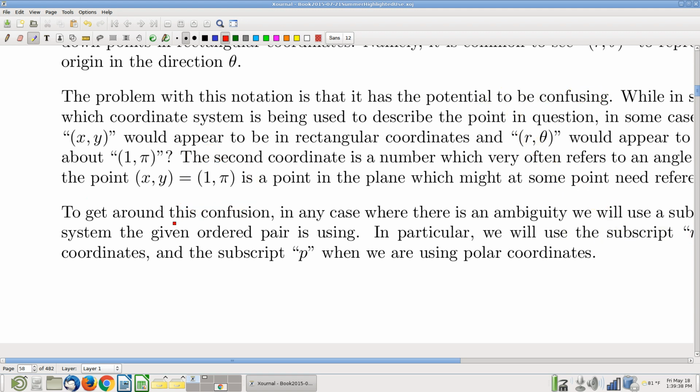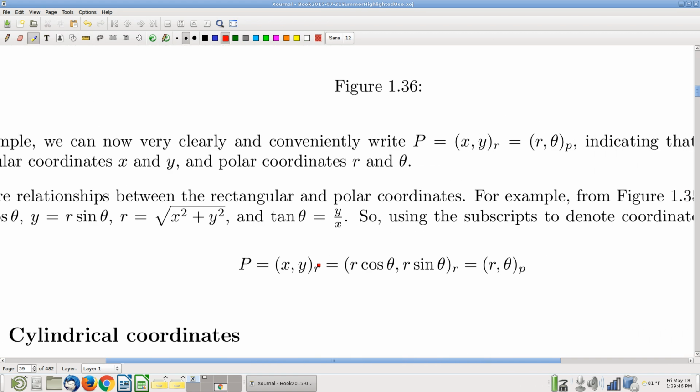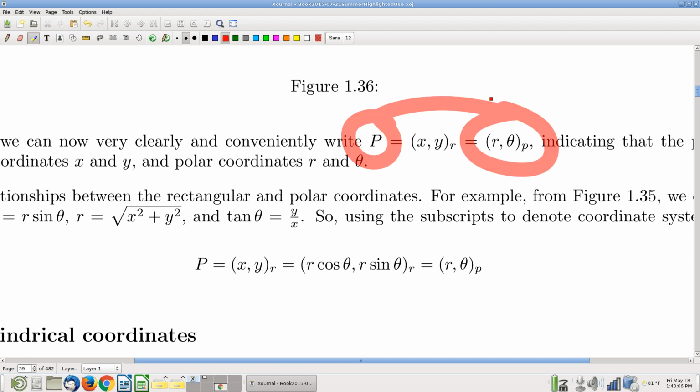The way I arbitrate this is with subscripts. If you have a point whose rectangular coordinates are x and y, then I indicate that it's rectangular with a subscript of r. It's like an asterisk, a note to the reader: by the way, I meant this is rectangular coordinates. And likewise, if you want to describe the point in polar coordinates, you could say, hey, subscript polar coordinates. So I'm telling you the polar coordinates of this point, and they are r and theta. Okay. All right.